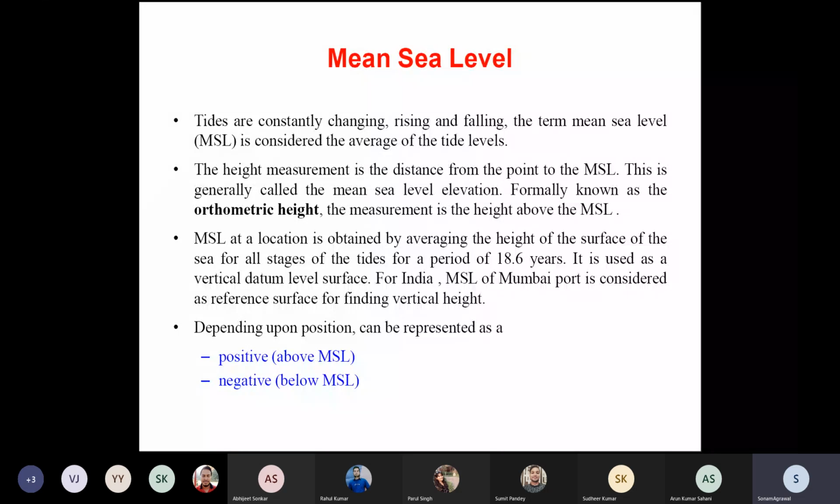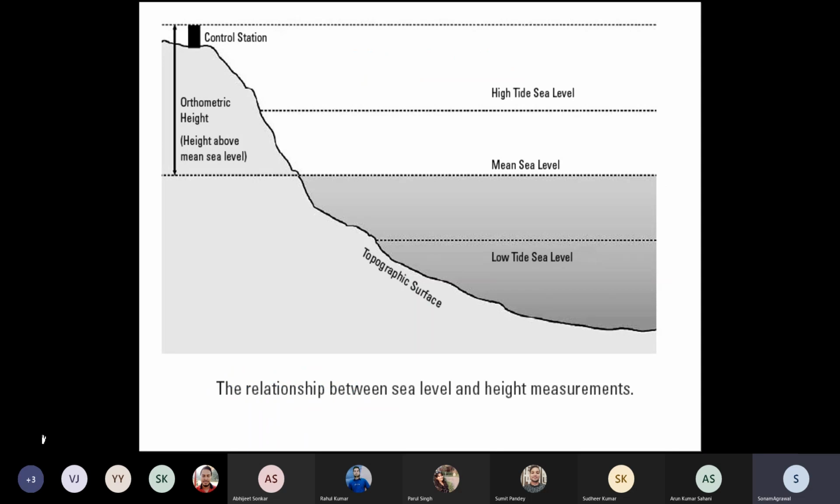So mean sea level, or MSL, is not something that is global in nature. It is local. It is defined for each country individually, or for some countries which are very small, several countries together give a common mean sea level for their region. And the height can be both positive or negative. As you can see in this diagram, the control station is measured from the mean sea level, and this height of the control station is called the orthometric height, and it is measured above the sea level.